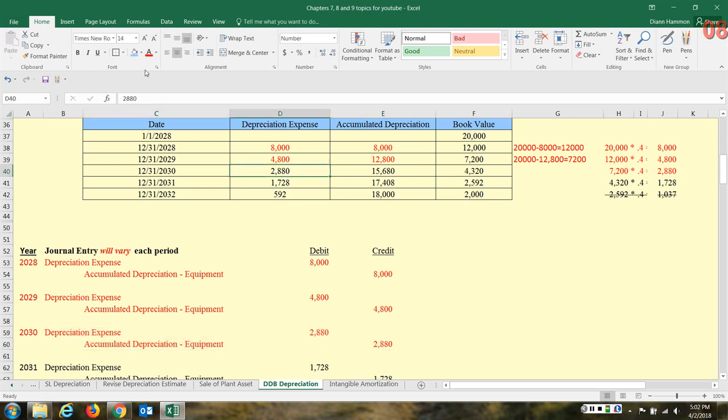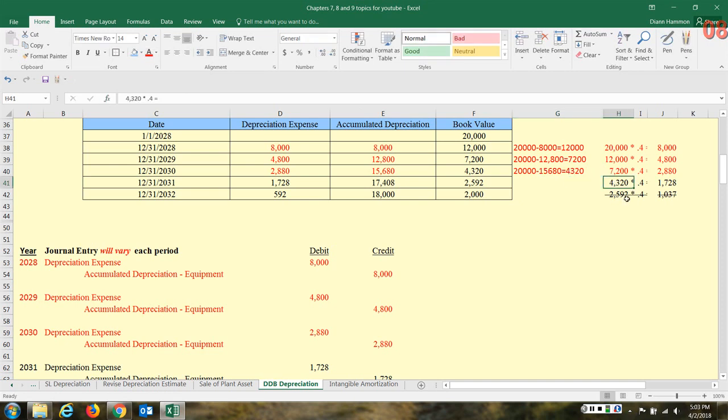What does that look like in the schedule? And we really would have prepared the schedule first, so we would have all these numbers, but I just want to make sure you understand where they're coming from. The $12,800 plus $2,880 adds up to be $15,680. So what is my new book value here? $20,000, the cost, minus that $15,680, leaves us with $4,320. So that's my new book value for the next period.